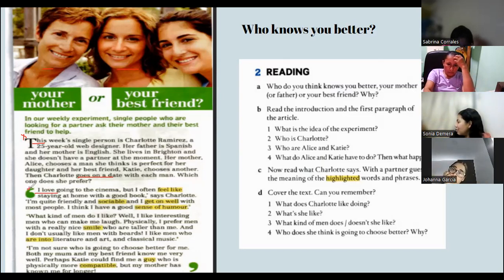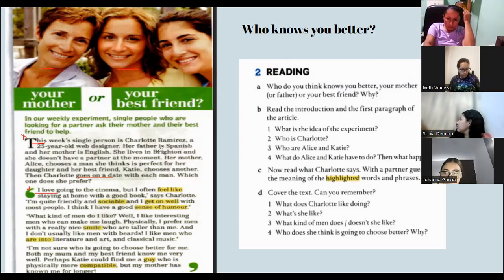I love going to the cinema, but I often stay in with a good book. Says Charlotte: I'm quite friendly and social and get along well with most people. I think I have a good sense of humor.